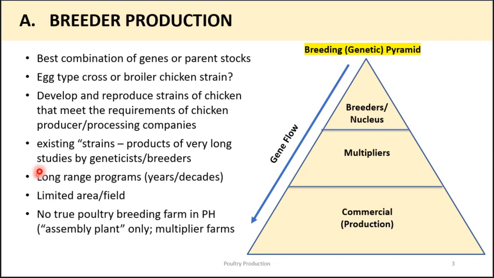What else? We also have here, of course, limited area, because as I said earlier, the proportion of farms in the Philippines is small. Of course, not only in the Philippines but also worldwide. So we have here no true poultry breeding farm in the Philippines. We are only considered as an assembly plant by foreign companies. Okay? So we are called multiplier farms. So where do we get the parents that we use in our multiplier farms? They are imported, no? So they come from other countries.